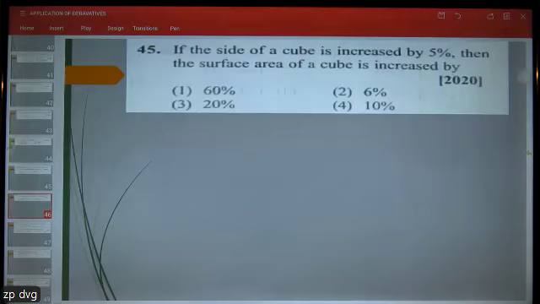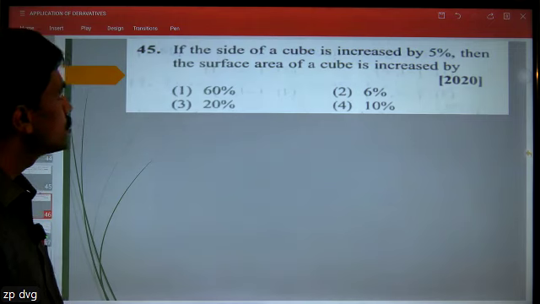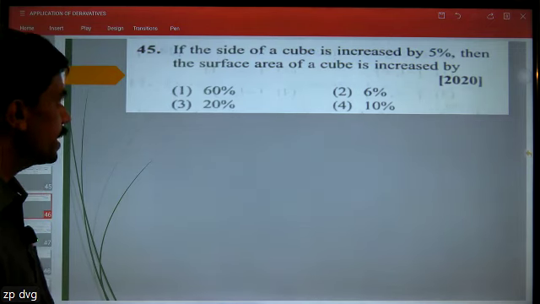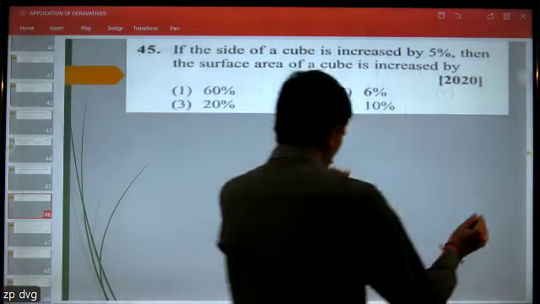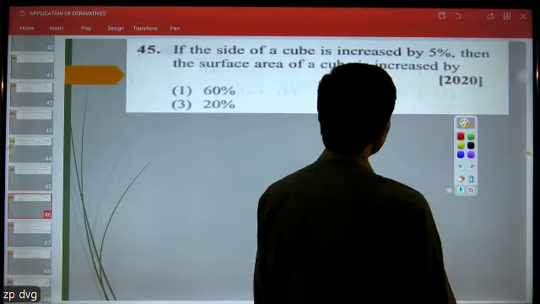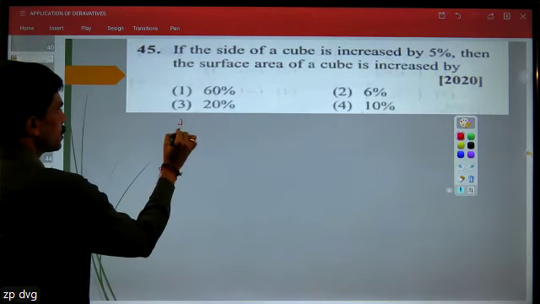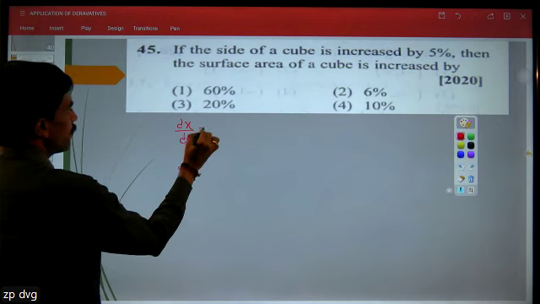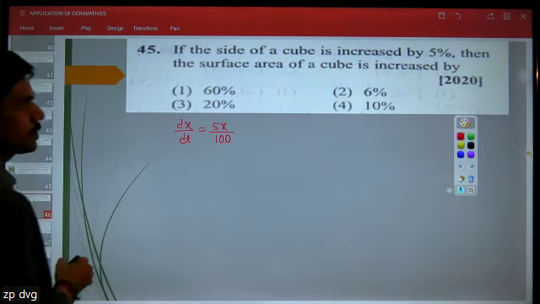If the side of a cube is increased by 5%, then the surface area of a cube increased by. So if we take side as x, it is increased by 5%. They given dx by dt is equal to 5%, so dx by dt equal to 5x by 100 because the side is increased by 5%.